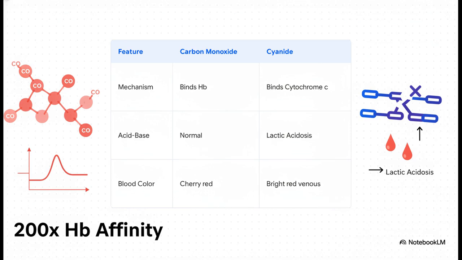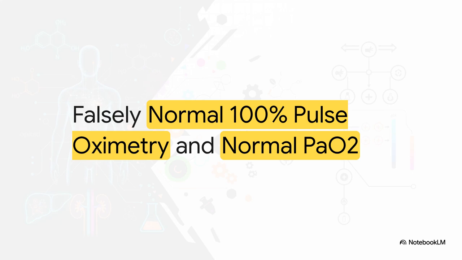Cyanide, on the other hand, targets utilization. It arrests the electron transport chain entirely at complex IV. The consequence of that? Massive, unchecked anaerobic glycolysis. Now here is a high-yield trap.